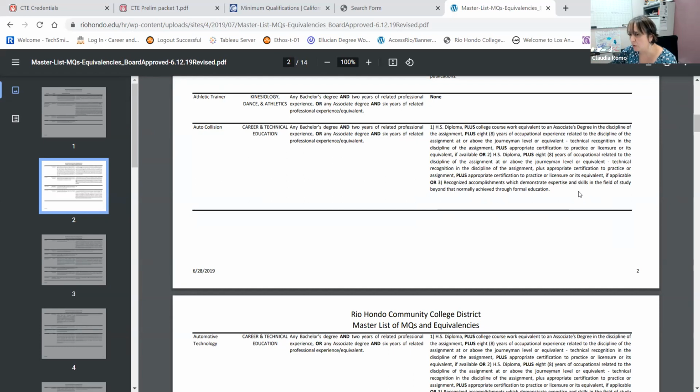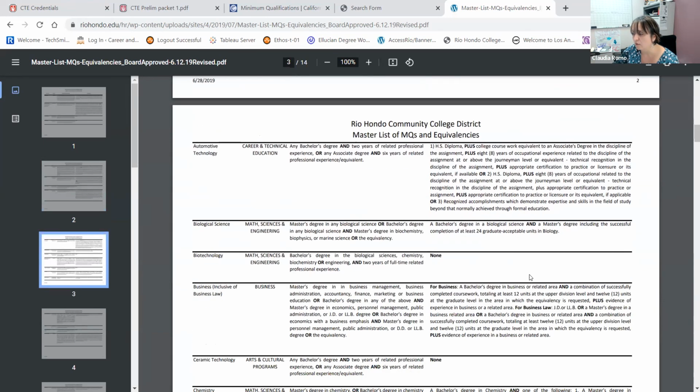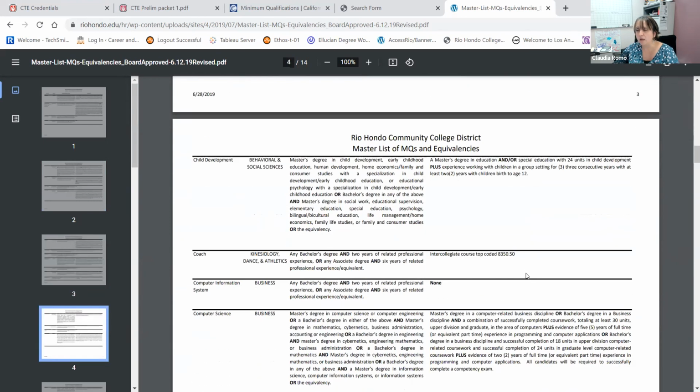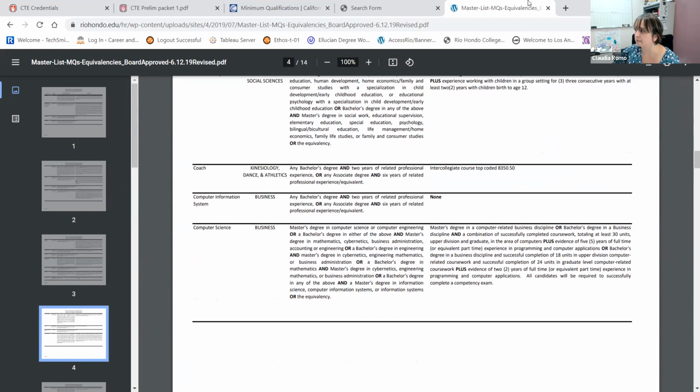So for CTE programs, you're going to be able to see typically the associate degree and the 6 years of experience, or then the bachelor's degree and the 2 years of related experience. And if you don't have that, you go to the next column and see if you meet one of the other minimum qualifications. And it goes across the board for the different programs. And the only ones that you can use minimum quals again are in CTE related programs.